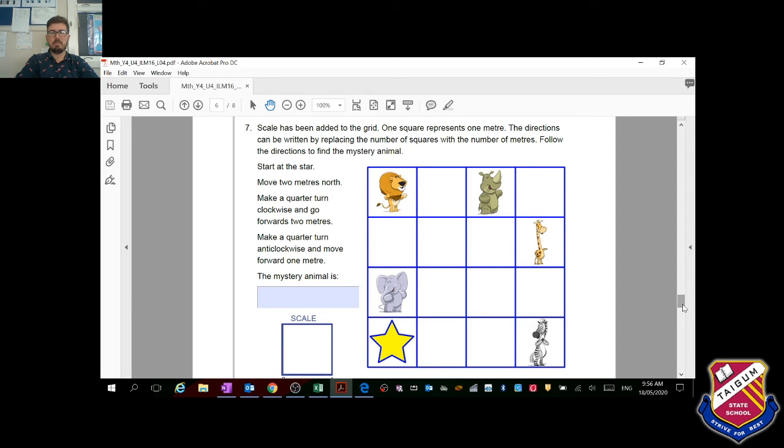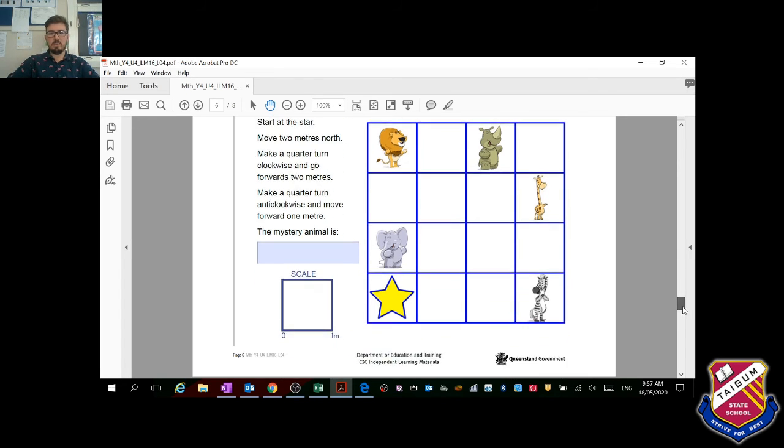Start at the star. Move 2 meters north. Make a quarter turn clockwise and go forwards 2 meters. Make a quarter turn anti-clockwise and move forward 1 meter. The mystery animal is, say it out loud, good, the rhino. So the scale is over there to help. So this is 1 meter, this is 1 meter, 1 meter, 1 meter.